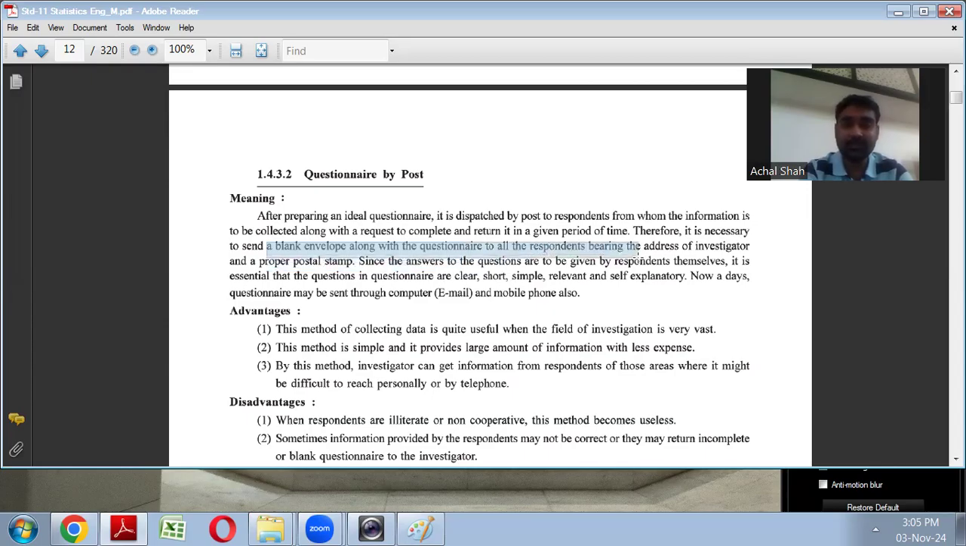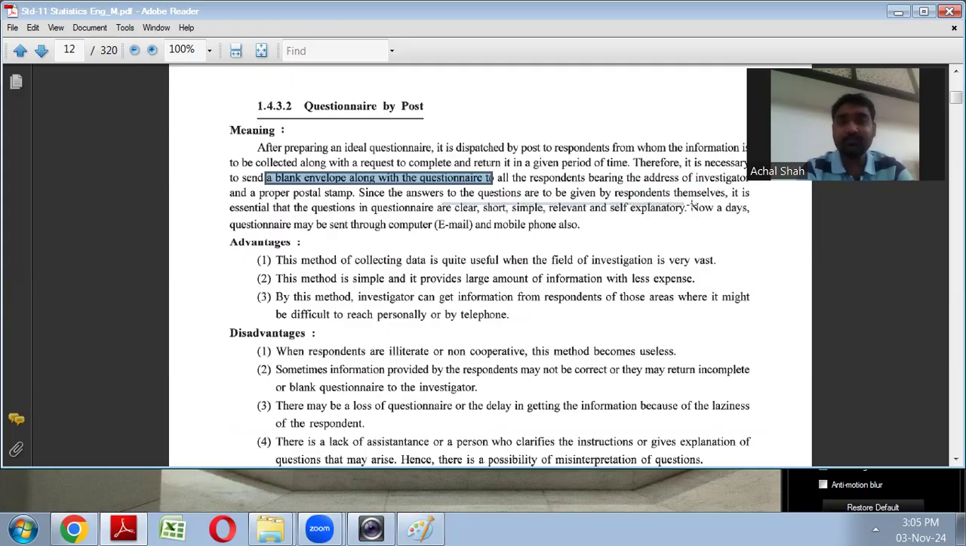So in that case, as an investigator, you have to send a blank envelope also, so that the respondent will mark or write down the answers in the questionnaire, fill it, put it in that blank envelope and send it back to you. And a postal stamp should also be enclosed with it.